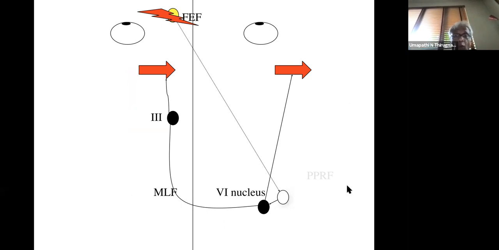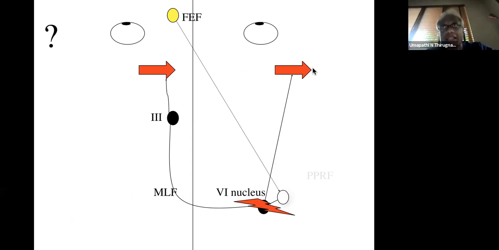So a lesion here will not affect the vestibulo-ocular reflex, and you will be able to move the head and overcome the deficit. While if the lesion is here, then the vestibulo-ocular reflex is here, and therefore this abnormality will not be overcome by the vestibulo-ocular or doll's response or doll's reflex. So that is the way we differentiate between the two.